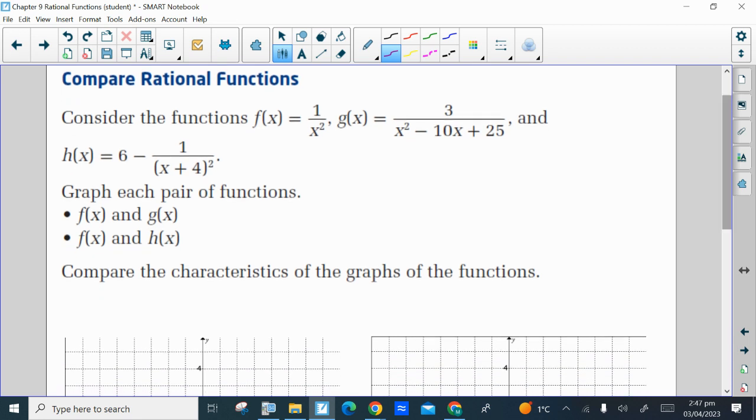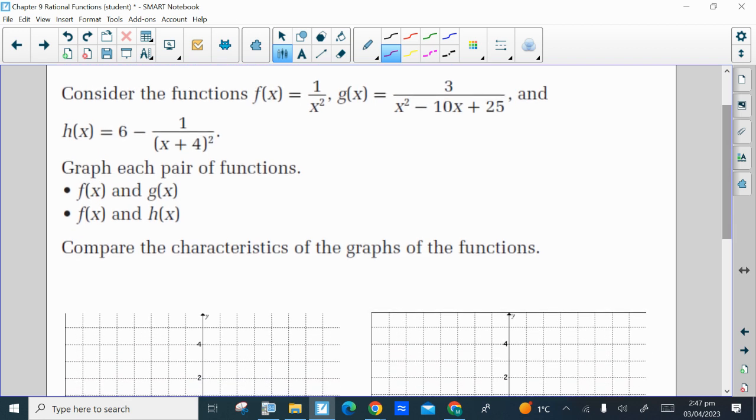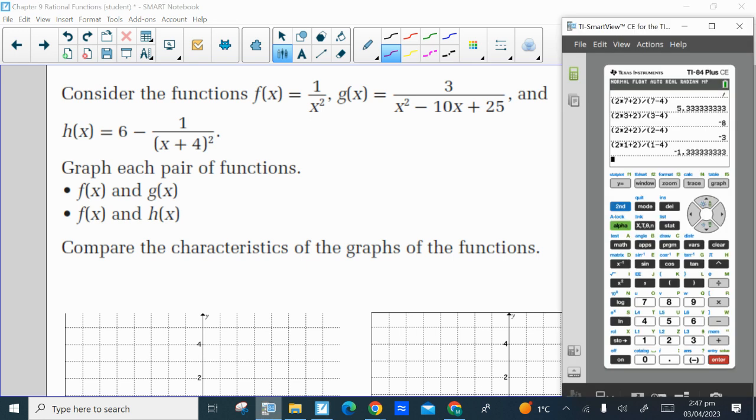So this rational function, we've got 1 over x squared. We're asked to graph each pair and compare the characteristics of the graphs. So they're all being compared to y equals f of x, which is 1 over x squared. So let's just see what that one looks like on our calculator. Again, 0 is a non-permissible value for x, so you're going to have a vertical asymptote at x equals 0, which is the y-axis. But let's see what this graph looks like.